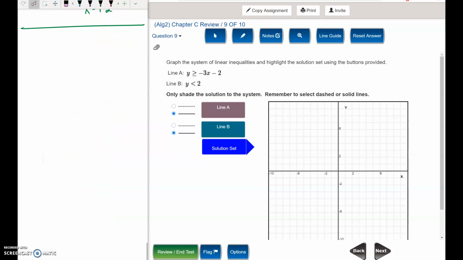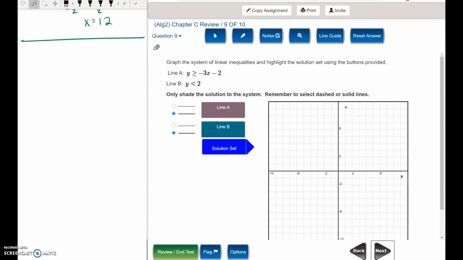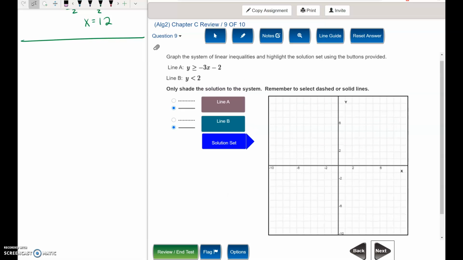Graph the system of linear inequalities and highlight the solution set using the button provided. Okay, this one I definitely wanted to go through with you. So our first line, both of these are already ready to graph. I'm going to click line A, that's this first one, y is greater than or equal to -3x minus 2. Move one of my dots to the y-intercept -2. Take my other dot and make my slope of -3. So down 3, right 1.